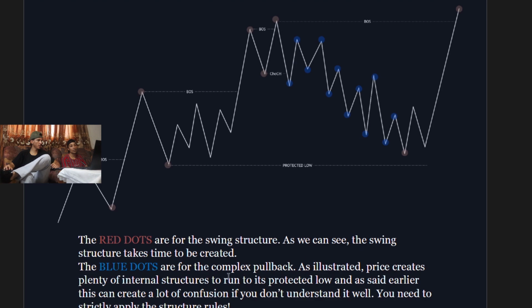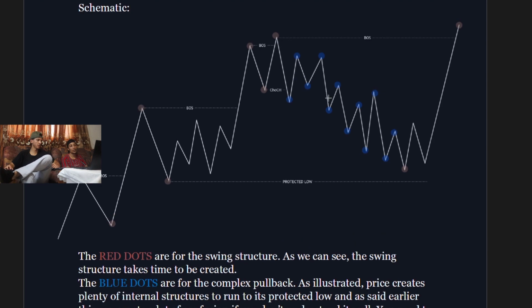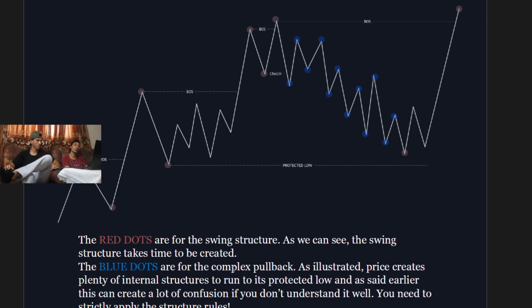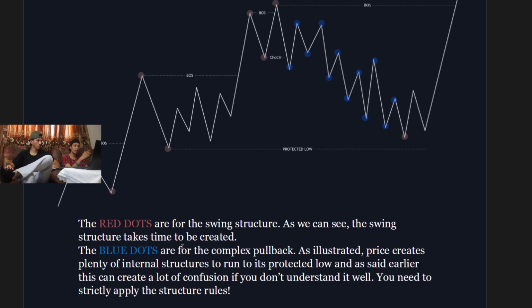As we can see, the swing structure takes time to be created. Yes. So 4 hours. So this 4 hour. No, your 15 minutes. 15 minutes. So it takes time to be created. The blue is your 15-minute because the blue would be your internal structure. It will be like the structure that you would be looking to make your trading basically.